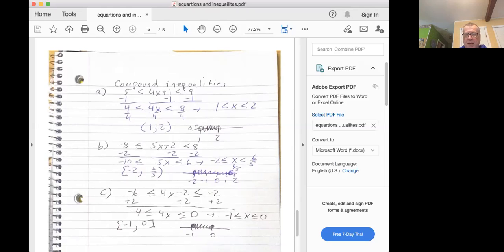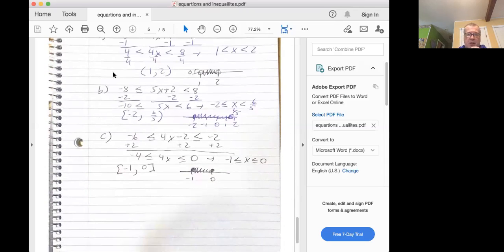And so again, open at 1, open at 2. Or open circles at 1 and 2 with everything shaded in between. And now keep in mind, since 4 is positive, we didn't change the direction of the sign. If we did divide by negative, then we'd have to change the direction of the sign.